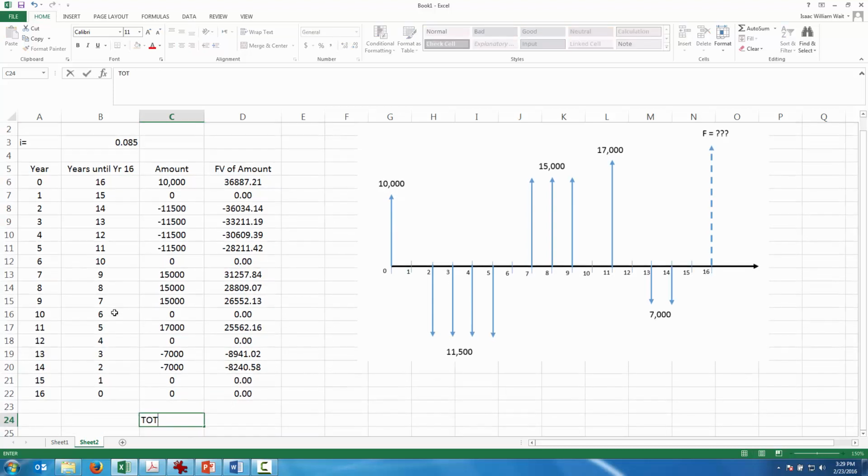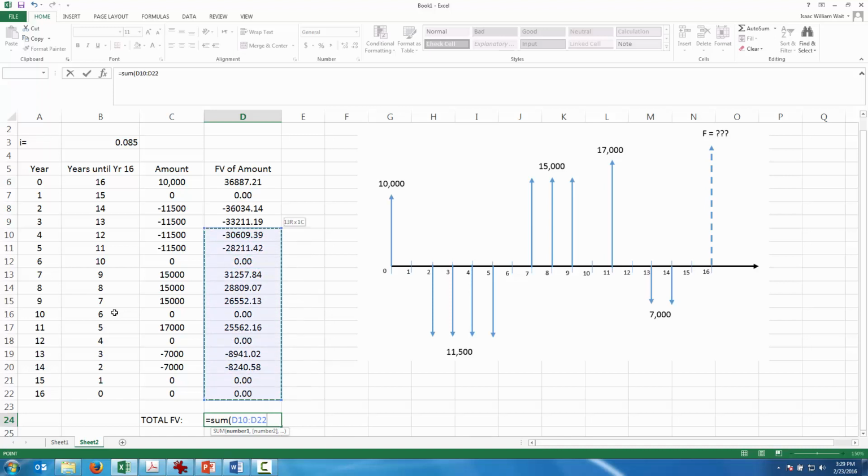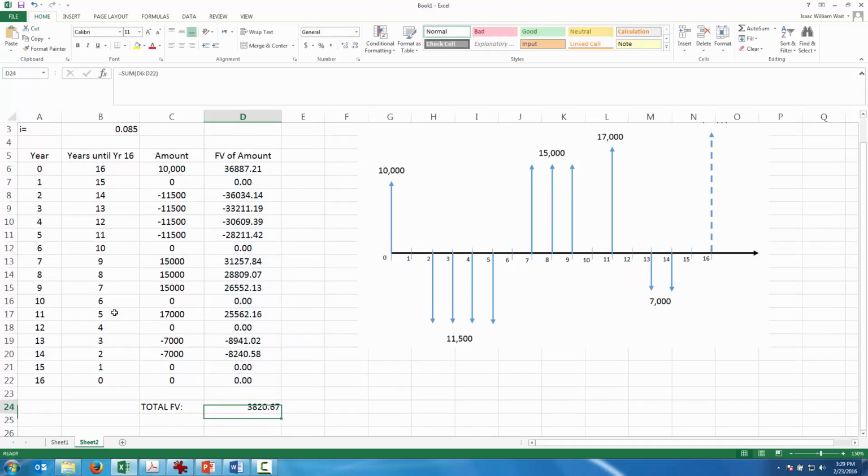Now here I'm going to calculate the total future value by using the sum function, and I'm just going to select all of them. I'm pushing the shift button and scrolling up, and then enter. I don't even have to type the closed parenthesis. Excel knows.